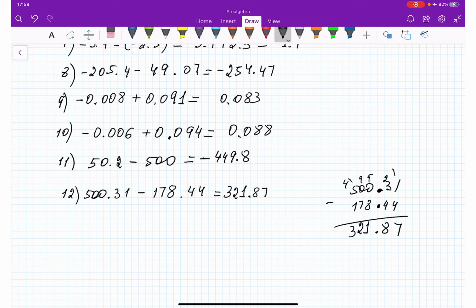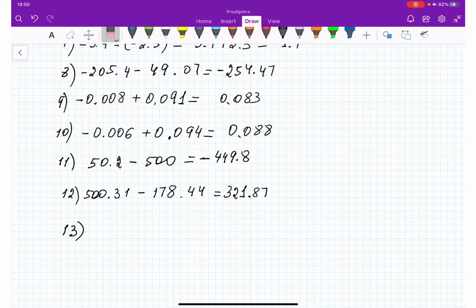321.87. Number 13. Let me clean this. Number 13, negative 8.08 plus 0.45. So negative 8, positive 0.